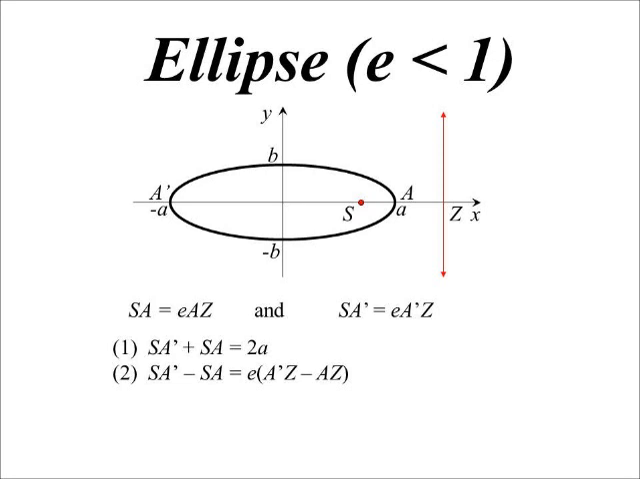If I was subtracting, then all I'm going to do for the subtraction is sub in the values, EAZ and EA dash Z. But if you also have a look at A dash Z minus AZ, that also would be the distance between A dash and A, if you look at it closely. So distance from A dash to Z, take away the distance from A to Z, again I'm left with 2A. So I know that SA dash plus SA is 2A, SA dash minus SA is 2AE.